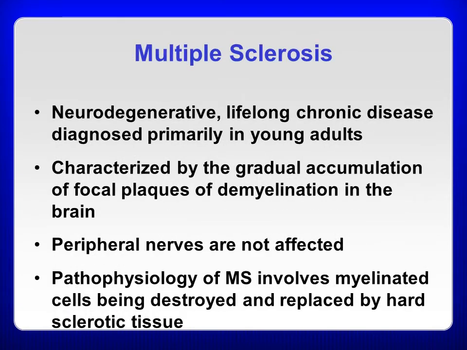Multiple sclerosis. So this is another demyelination disease. Like Guillain-Barré, it has a little bit of a different pathological process. It's a neurodegenerative problem. It's a lifelong chronic disease. It is a progressive disorder that if someone develops, they get treatment for it to manage it, but it's not something that can be cured.